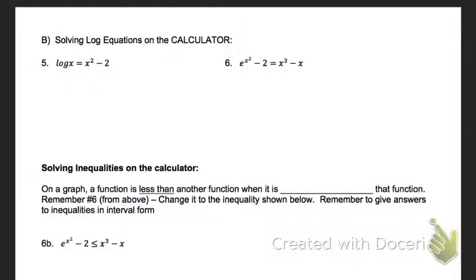So you're going to type in log of x as your first function, and then you're going to type in x squared minus 2 for your second function. Now, if there is no base present, what do we assume that it is? 10. Are we typing that in? Yep, you're graphing both of these.